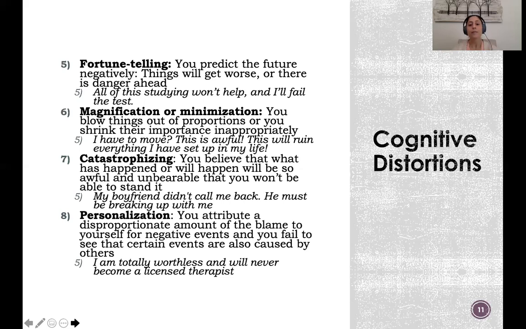Catastrophizing. You believe that what has happened or will happen will be so awful that you're just never going to be able to manage it and you're going to fall apart. My boyfriend didn't call me back. He must be breaking up with me. I am never going to be happy. And then finally, personalization, attributing way too much blame to yourself for negative things that happen. Okay, I am totally worthless and will never become a licensed therapist, for example.